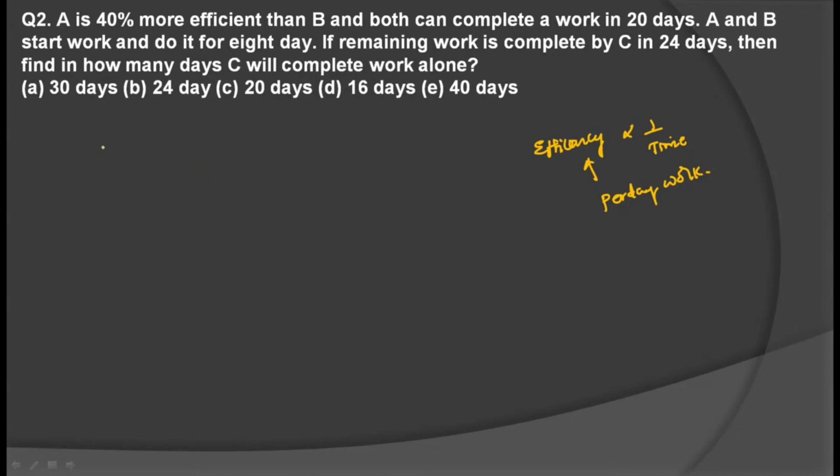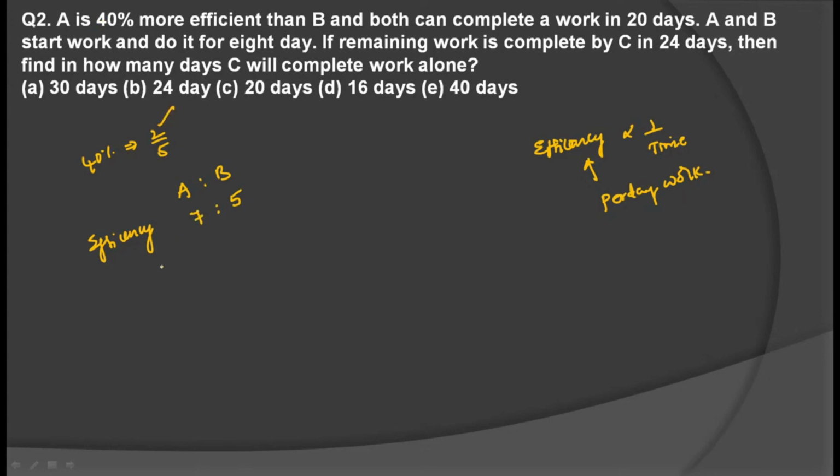Now see, guys. Here, first of all, 40% value means the fraction is 2 by 5. Now there is an efficiency they have given. Now the efficiency ratio of A is to B. A's efficiency is 40% more than B's efficiency, which means here the denominator value is always B. Now B is equal to 5 units. Now A's value is more. How many more units? 2 units more. Now the efficiency of A is 7 units.